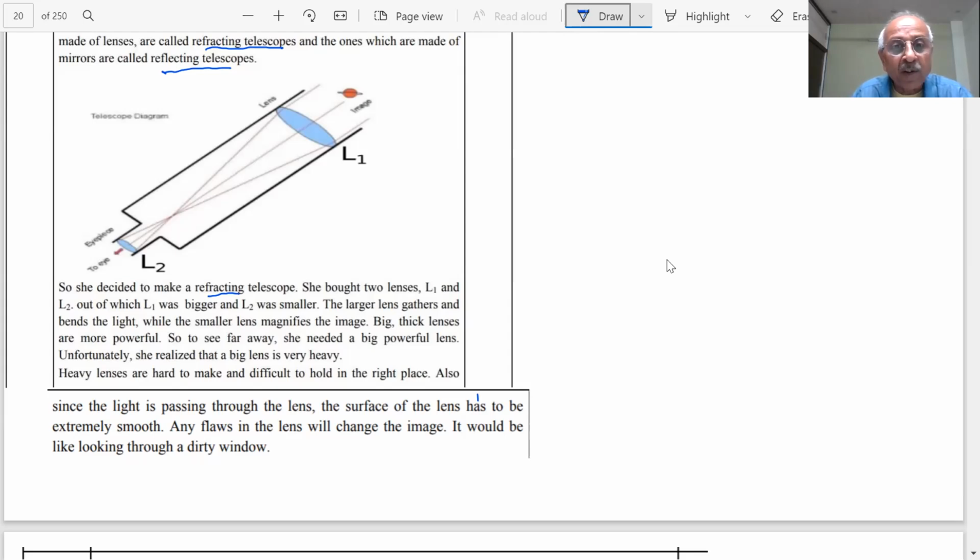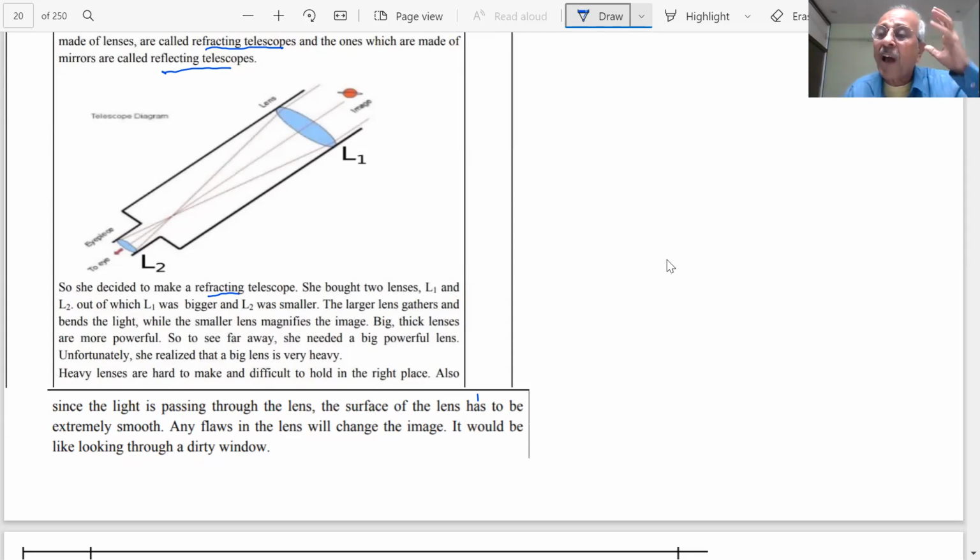Since the light is passing through the lens, the surface of the lens has to be extremely smooth. Any flaws in the lens will change the image, because the image will become blurred if the lens does not have a smooth surface. It would look like a dirty window. It will be a blurred type of image, and then you won't be able to see the object clearly.